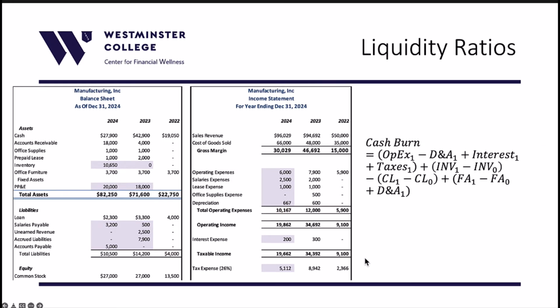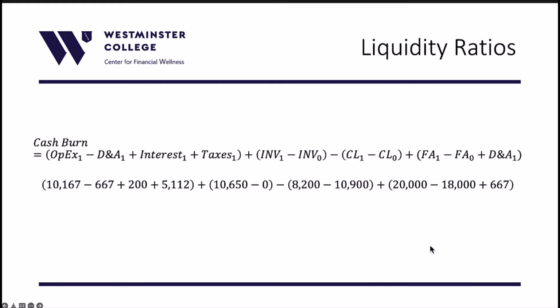Our cash burn, as you might remember, this equation is a bit lengthy, so we just have our variables here. We have highlighted all the different variables in here, including our inventory, our current liabilities, fixed assets, depreciation and interest expense. Here's those variables again, and here are the corresponding numbers to all of those. And that is our cash burn for that year.